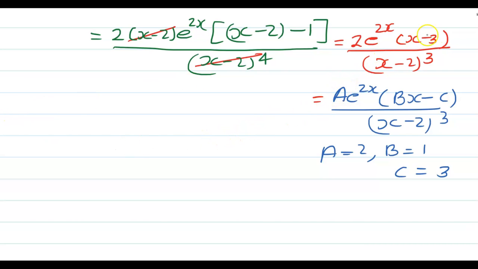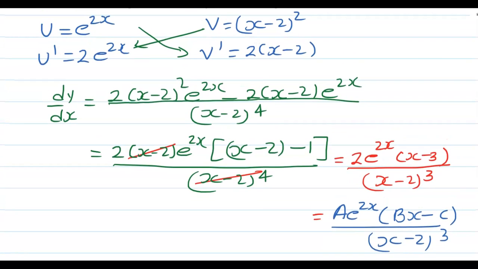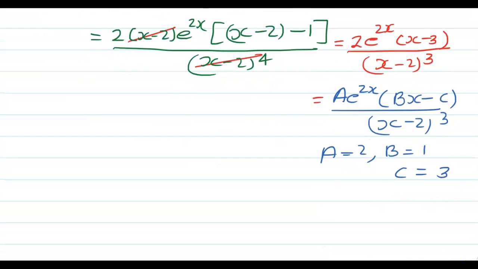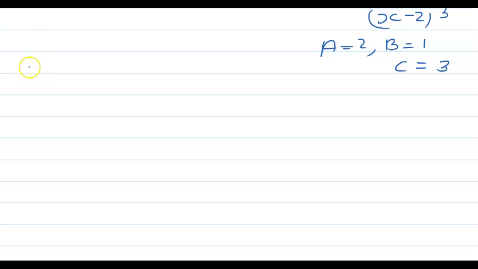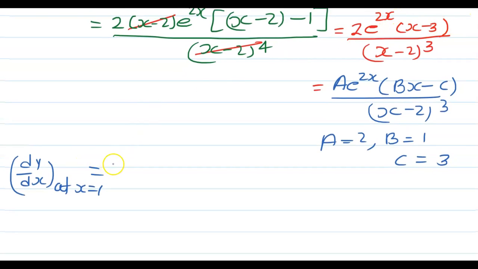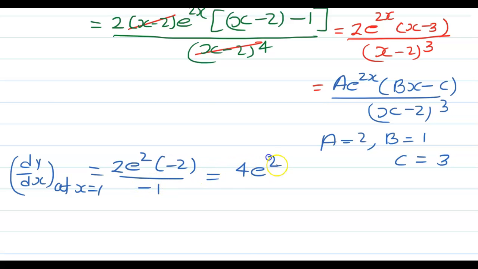Now if you go for the second question, where they are asking to find the equation of the tangent at x equal to 1, but y is missing. So we'll find y and the equation of the tangent both. First find dy by dx at x equal to 1. If you put x equal to 1 here, it will be 2e square and this will be minus 2 over minus 1, and it will be 4e square. So dy by dx is this.